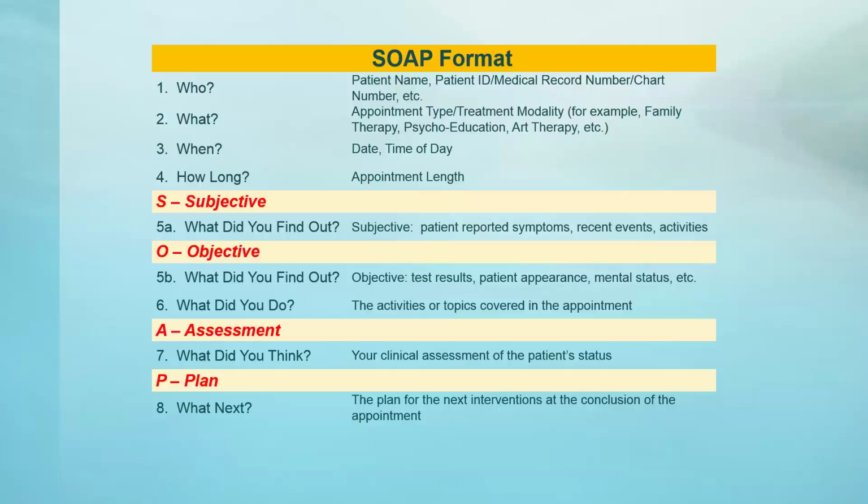I've laid out here the 8 ingredients in the SOAP format. You can also find the same in the SOAP progress note checklist. You'll notice that ingredient 5 needs to be asked 2 ways. Subjective, meaning patient self-report and opinion, and objective, meaning factual evidence, in the SOAP format.